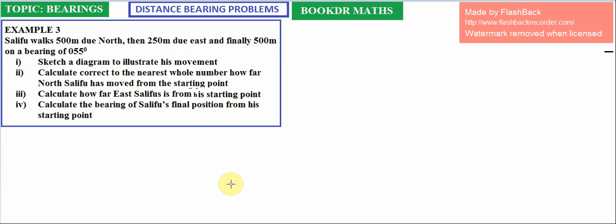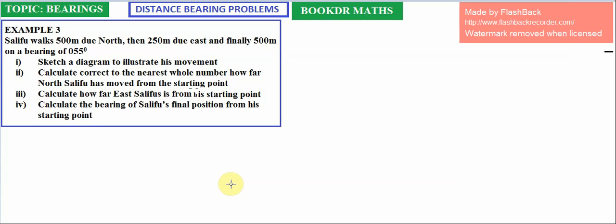Now let's look at example 3 in your textbook. Salifou walks 500 meters due north, then 250 meters due east, and finally 500 meters on a bearing of 055 degrees. Sketch a diagram to illustrate his movement. Calculate, correct to the nearest whole number, how far north Salifou has moved from the starting point. Calculate how far east Salifou is from his starting point. Calculate the bearing of Salifou's final position from his starting point.